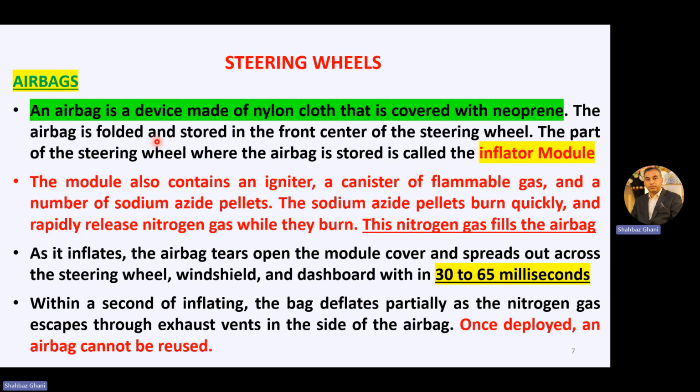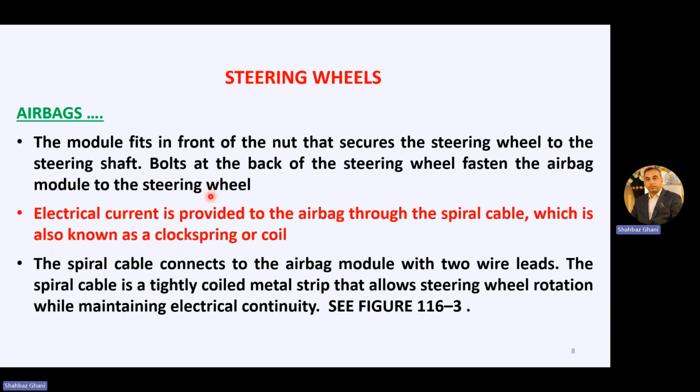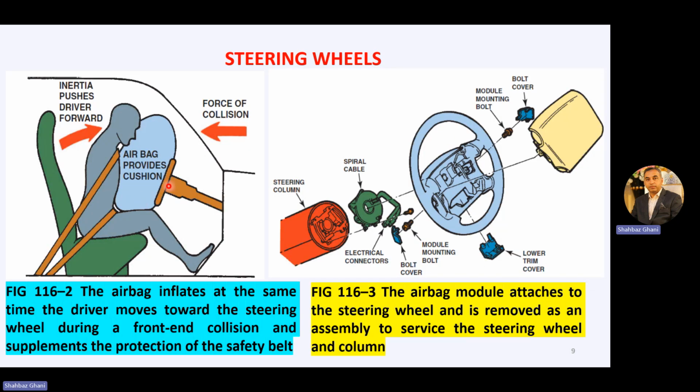The steering wheel also includes the airbag made of a nylon cloth covered with neoprene, and it is inflated with the help of an inflator module. Nitrogen gas fills the airbag, and the deployment time is 30 to 65 milliseconds. Once deployed, the airbag cannot be reused. So a lot of electrical circuits are there. This is how it looks. And I have told you, your safety bag or airbag will only work when you are having a seat belt on. If you are not having a seat belt on, then it will not work.